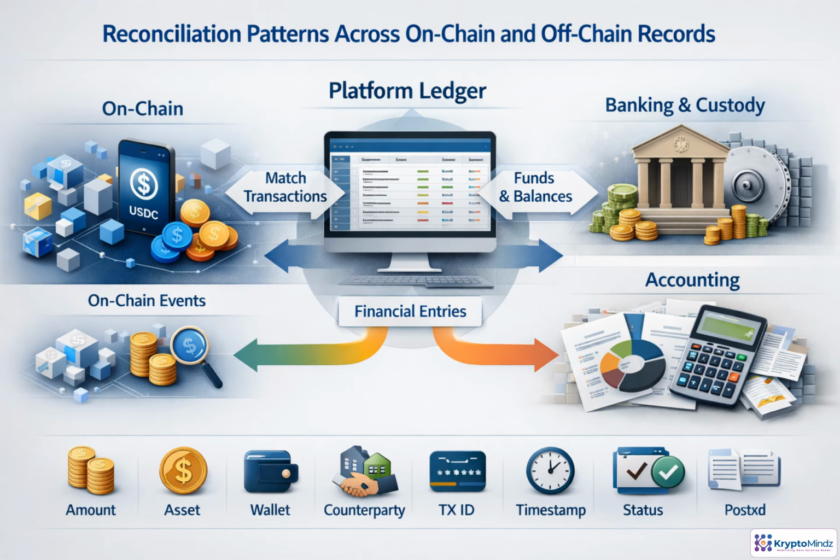Reconciliation is the control that keeps every record of truth aligned. Smart contract events and indexer data are matched to the platform ledger for mints, burns, transfers, settlements, and fees. The ledger is then checked against bank statements and custody records for receipts, payouts, reserve movements, and balances. Accounting entries must reflect the same assets, liabilities, fees, and revenue. Strong matching uses amount, asset, wallet, counterparty, transaction ID, timestamp, status, and settlement date.